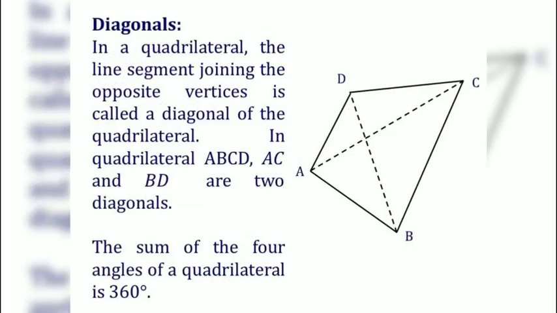Then diagonals. In a quadrilateral, the line segment joining the opposite vertices is called a diagonal of the quadrilateral. In quadrilateral ABCD, AC and BD are two diagonals. The sum of the four angles of a quadrilateral is 360 degrees. So these are the properties or terms of a quadrilateral.